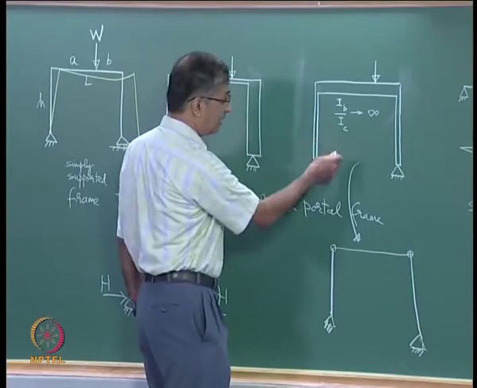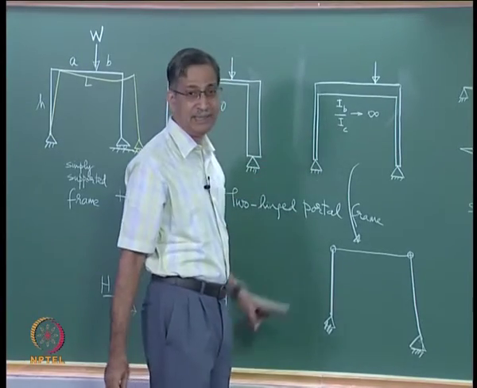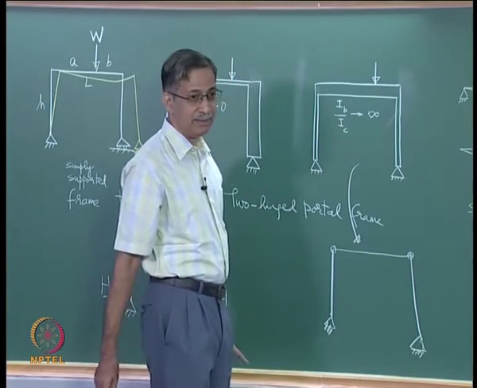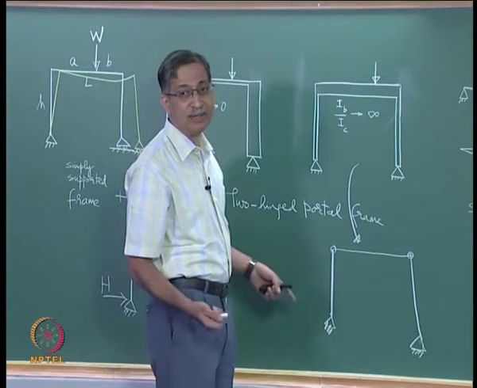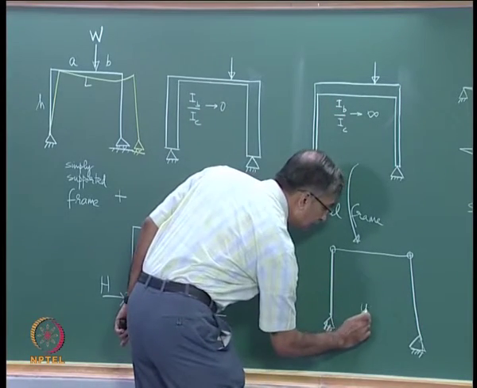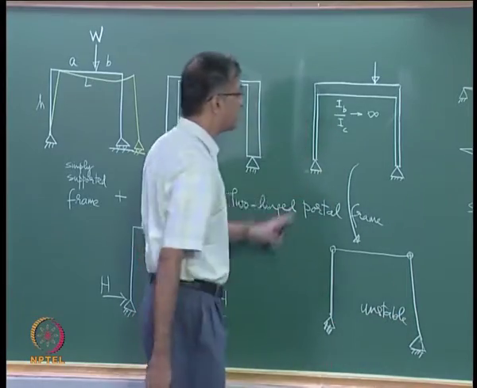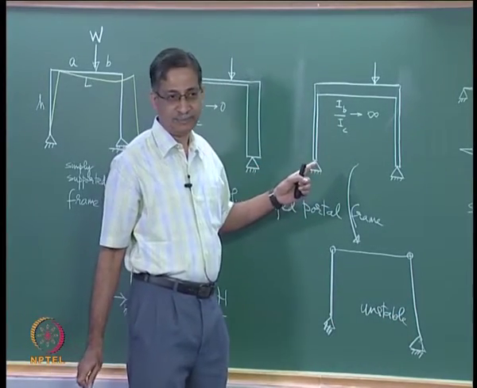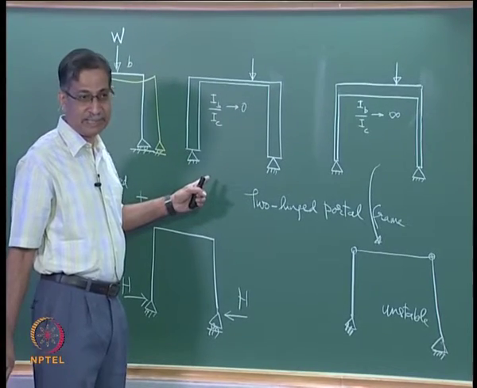If IC is really 0, then you get a hinge here, an internal hinge. This is not stable, so this is unstable. So this is not a good condition to have. On the other hand, this is an extremely good condition to have. This is very stable.